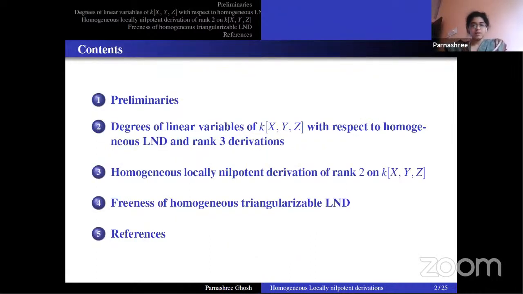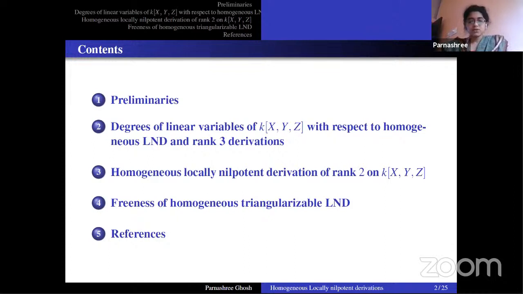So here is the content. First, I will give some useful definitions regarding the locally nilpotent derivation. Then I will talk about the degrees of linear variables of k[x,y,z] with respect to a homogeneous LND. And I will show a connection between the rank 3 derivation with this property.